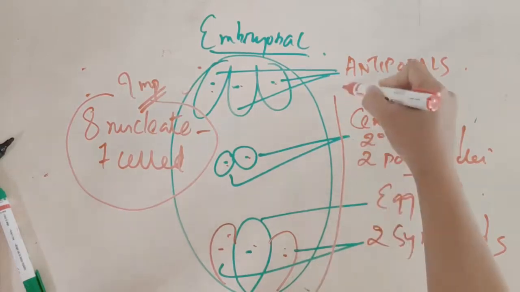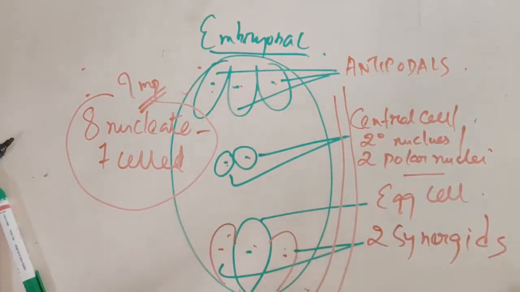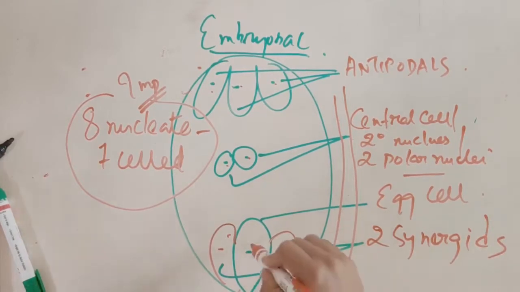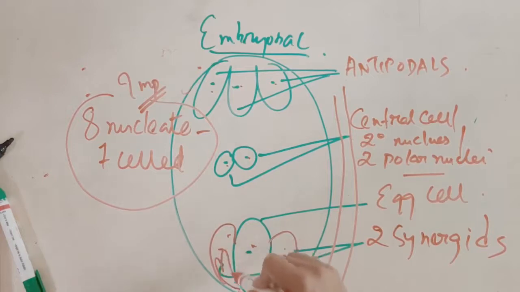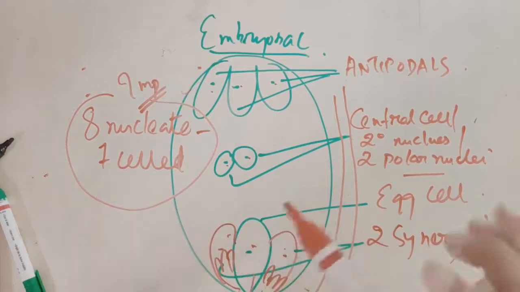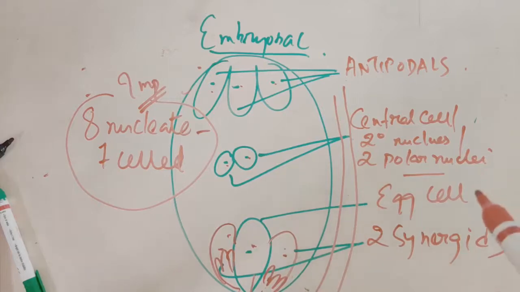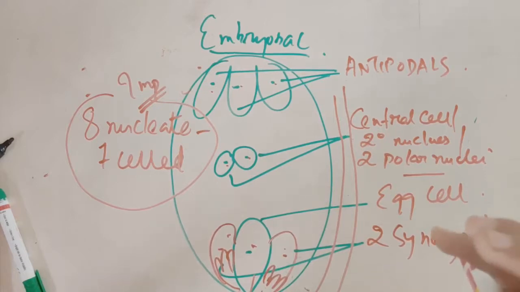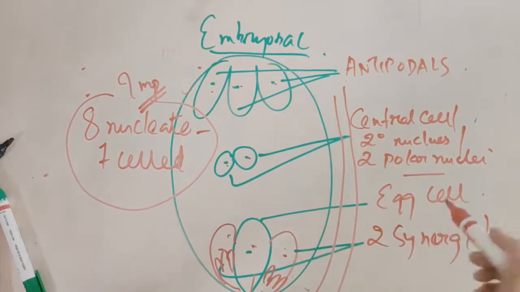When the pollen tube comes they'll enter through the synergids because they have these finger-like projections. Synergids have finger-like projections to welcome the male gametes. Synergids are important. They have these thickenings known as filiform apparatus.